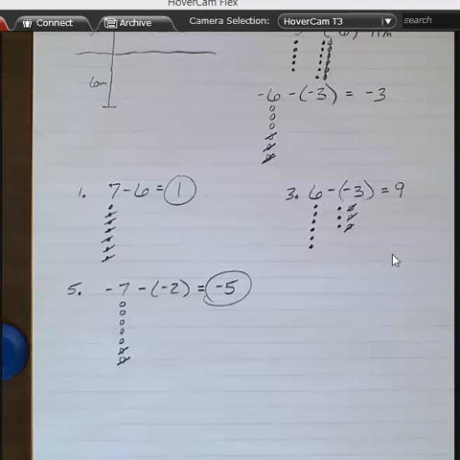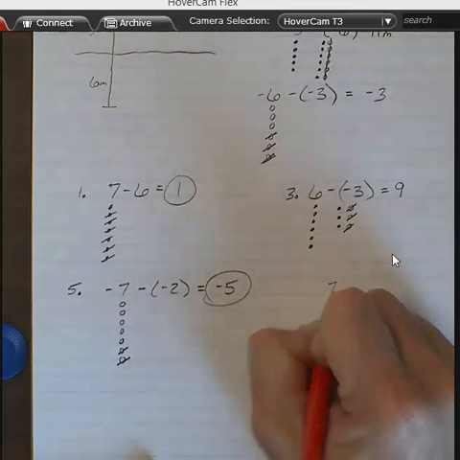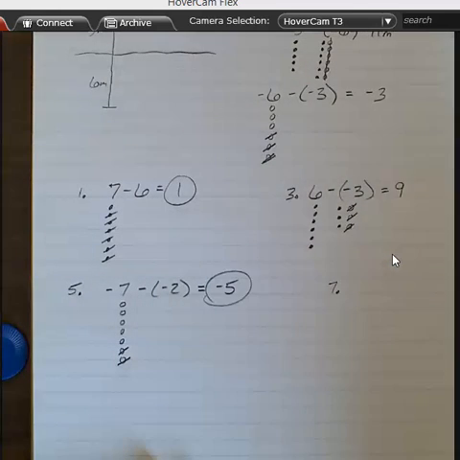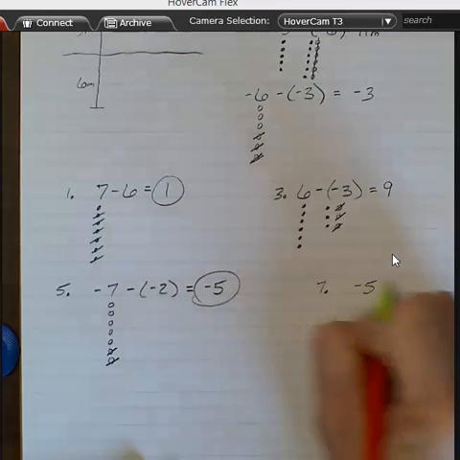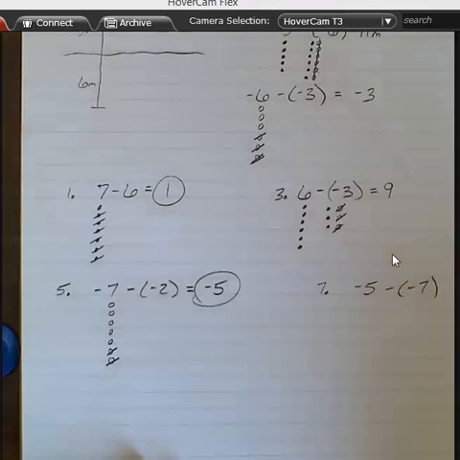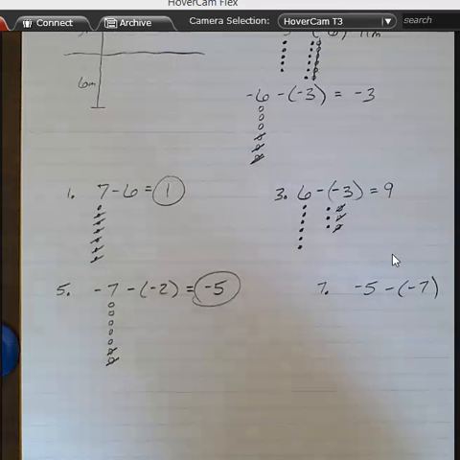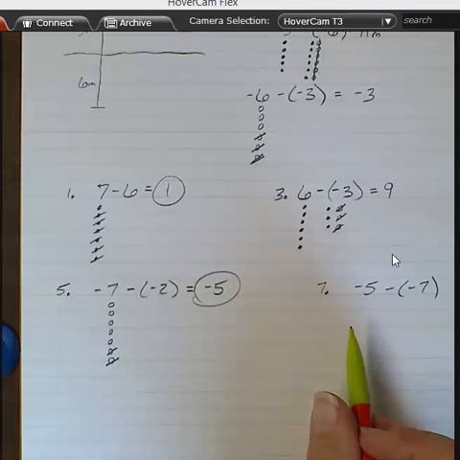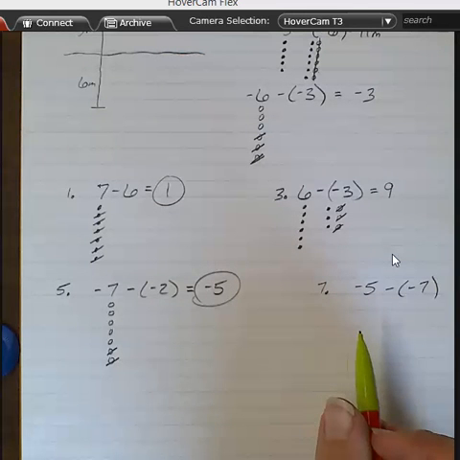I'm getting there, Mrs. Smith. Getting there? How about 7? I have -5. Take away a -7. How do I show the value of -7? -5. Sorry, the value of -5. My bad. Go, Bree, tell me.